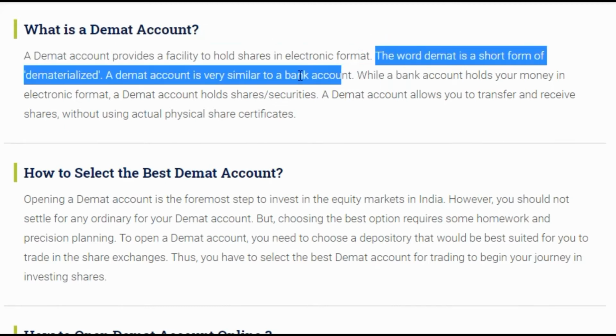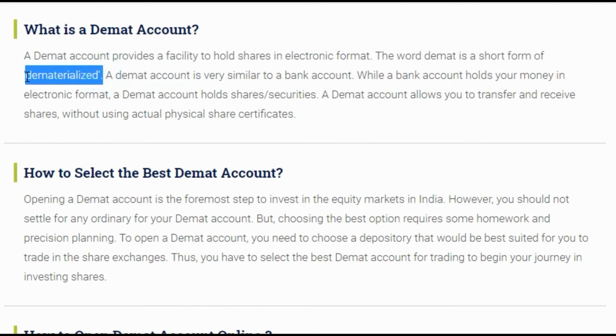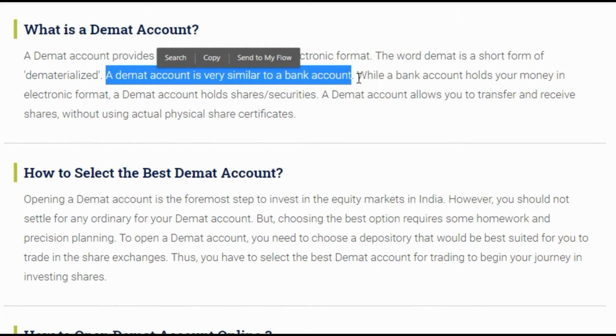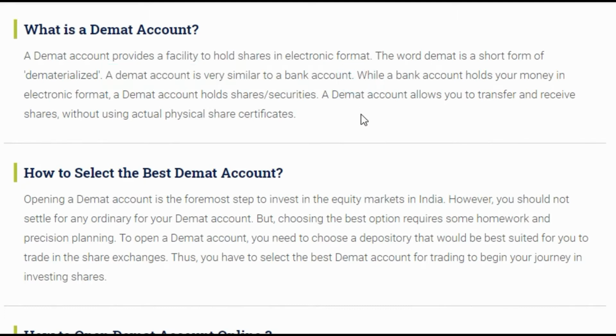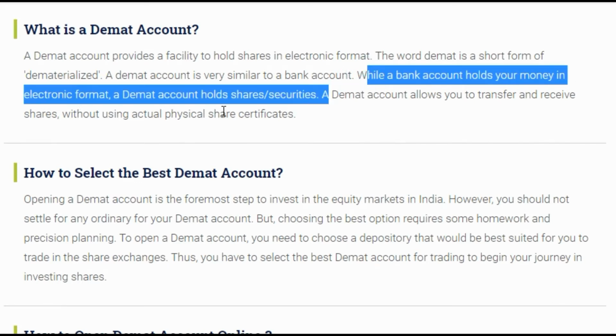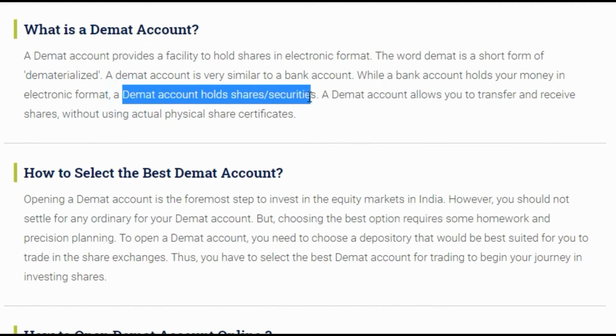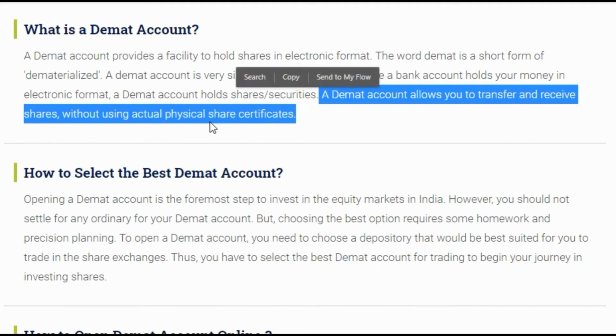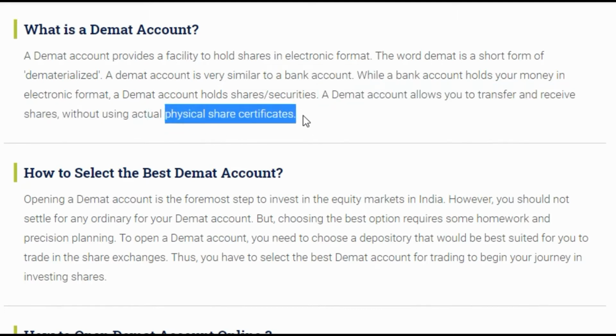The word Demat is the short form of dematerialize. What do you mean by this? Anything which is available in physical form has been dematerialized. So a Demat account is very simple, similar to a bank account. Most of the bank accounts which you operate now, you can operate it through your mobile phone, on your computer or laptop. So while a bank account holds your money in the electronic format, a Demat account holds your shares or securities in an electronic format. As simple as that. A Demat account allows you to transfer and receive shares without using actual physical share certificates. This is what I was talking about earlier. People used to get physical share certificates, but now you do not require any physical share certificates.